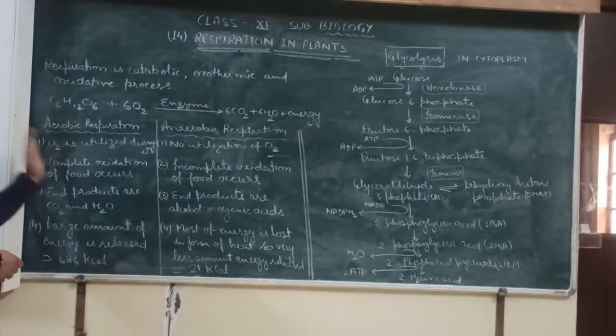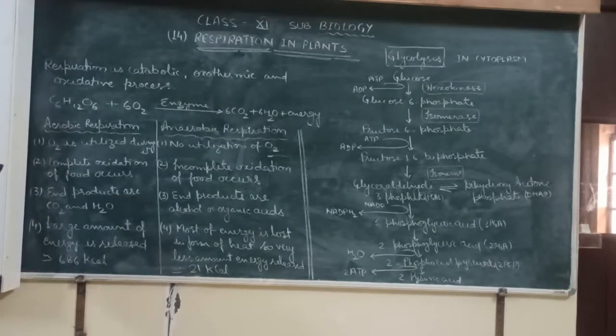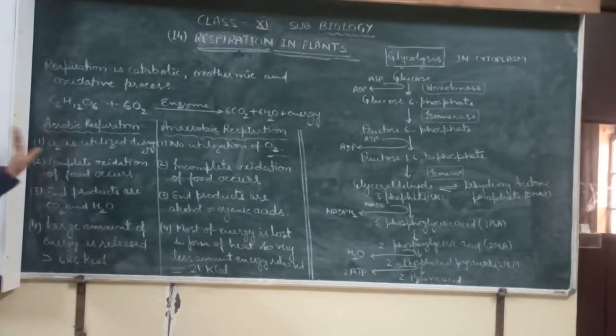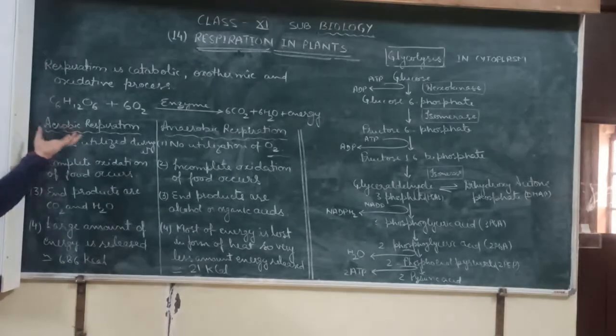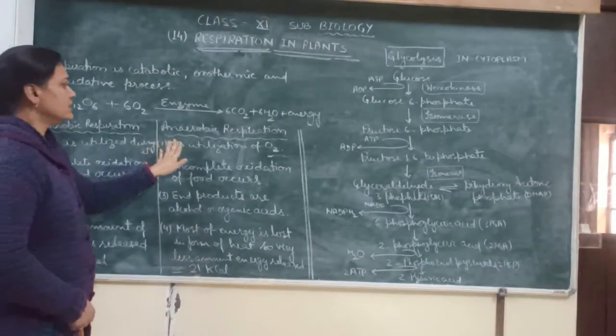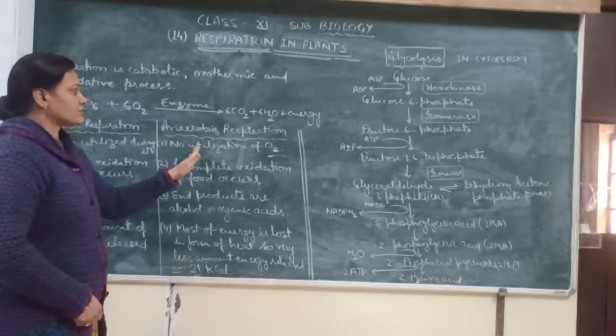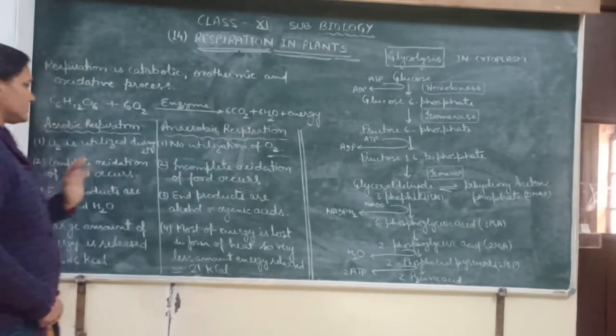Now, respiration is of two types, that is aerobic respiration and anaerobic respiration. So what are the differences between aerobic and anaerobic respiration? The first is, during aerobic respiration, oxygen is utilized. Okay, so it takes place only in the presence of oxygen. But in anaerobic respiration, there is no utilization of oxygen. In the absence of oxygen, anaerobic respiration occurs.